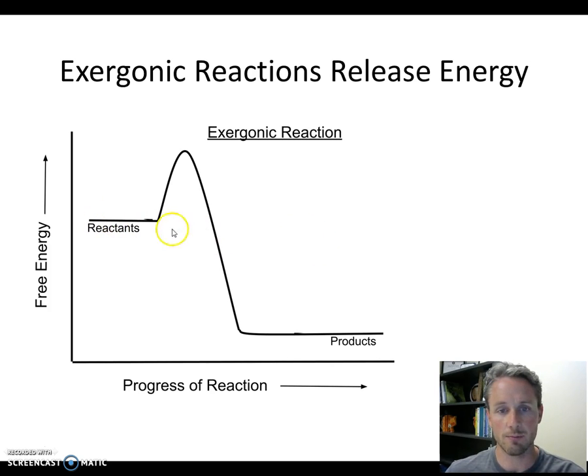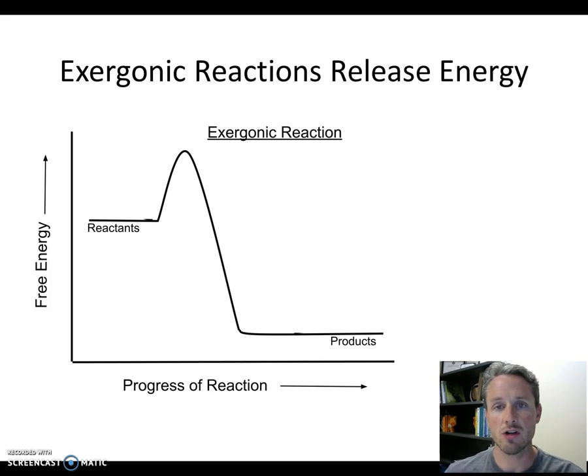As we go from left to right, we get to our products, what we get out of our chemical reaction. You can see that the products are much lower on the axis for energy. So during our chemical reaction, we began with reactants that had energy in them, and we ended with products that have less energy in them. So our chemical reaction released energy out of the reactants.